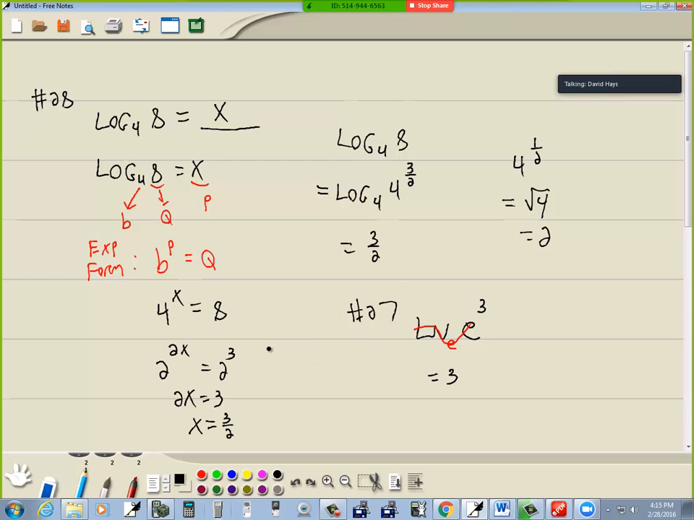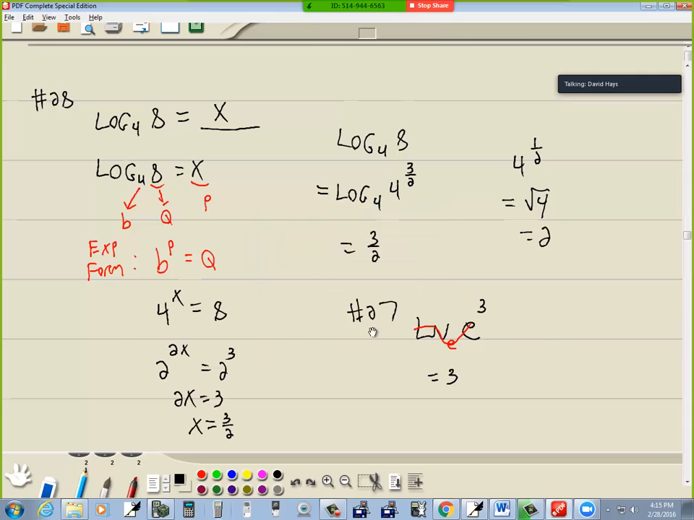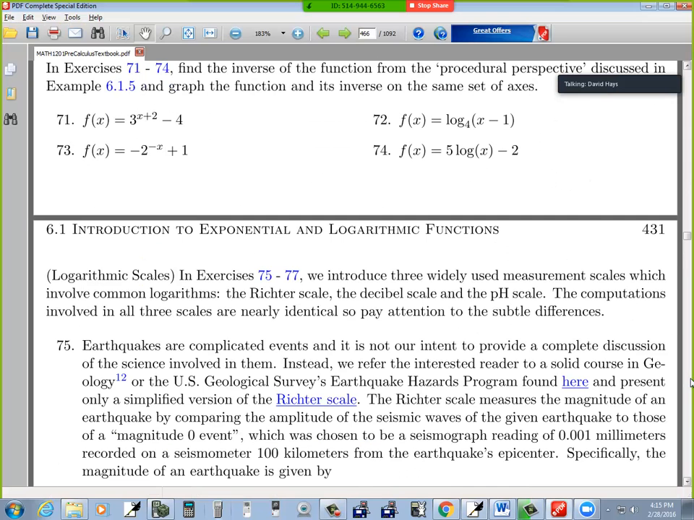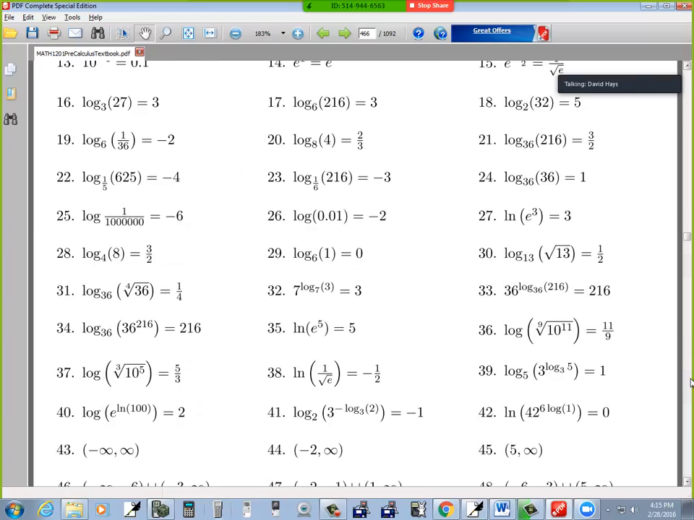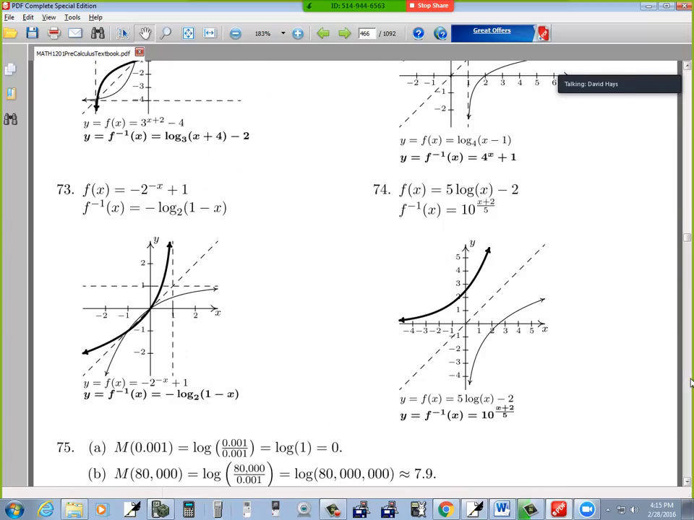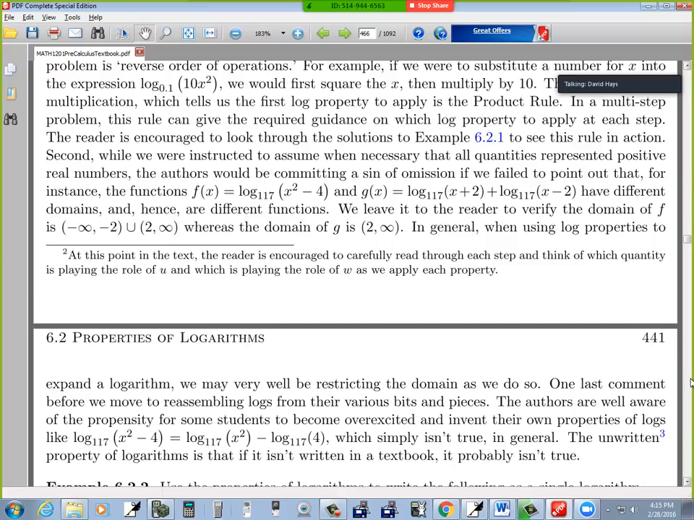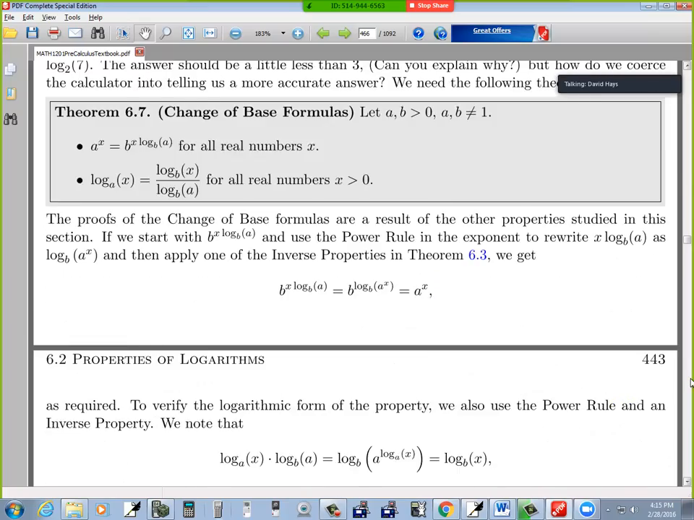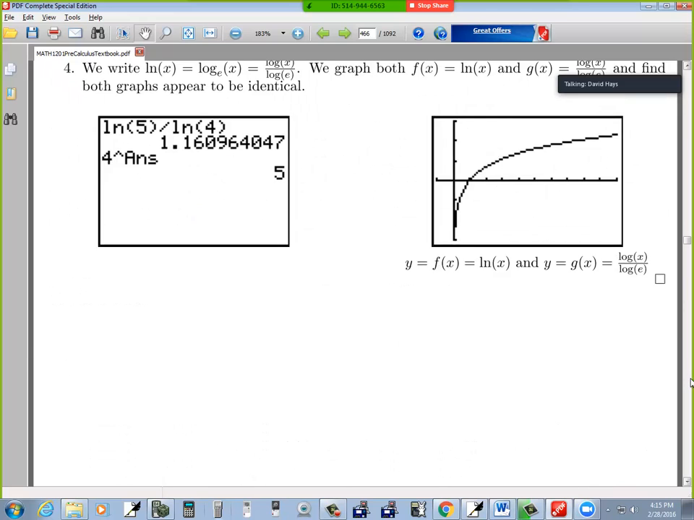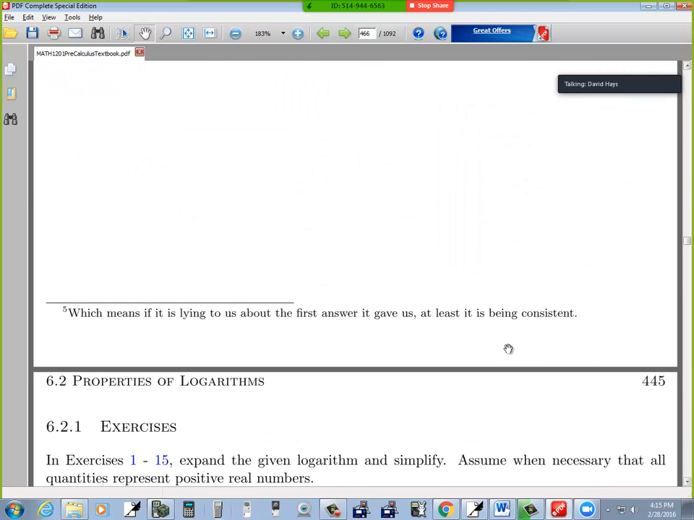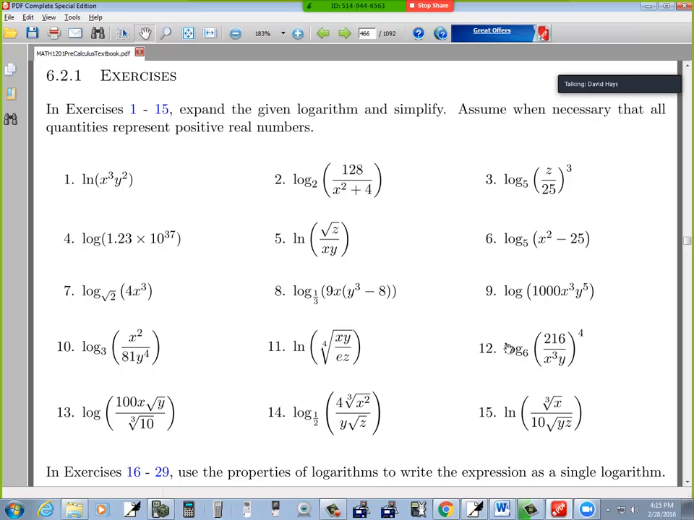Let's see, what about the next? 445. Number 14. Well, this goes back to some properties.